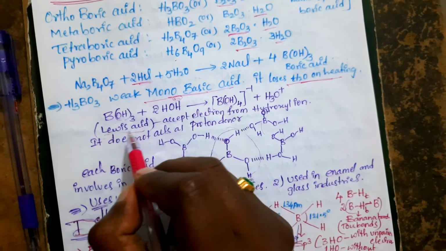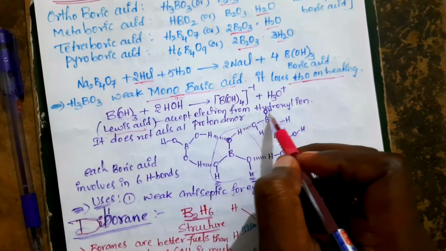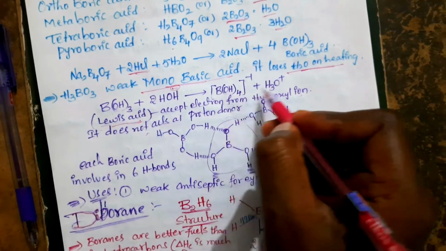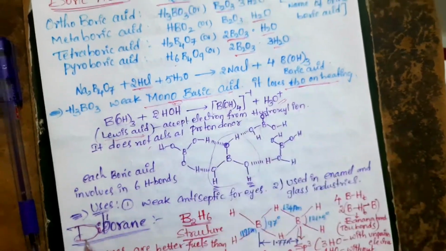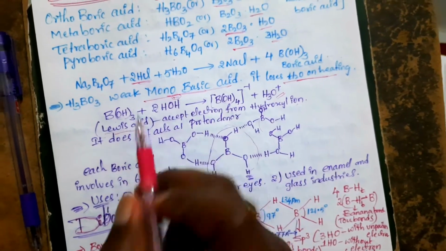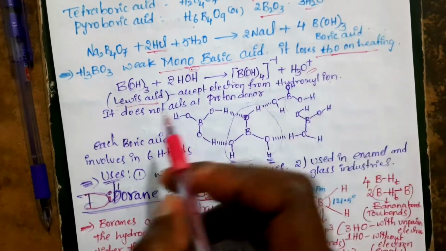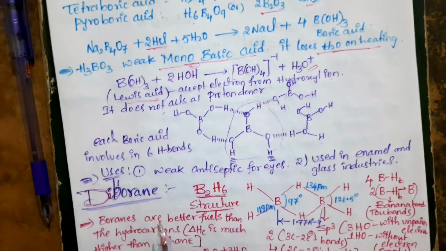So it is called a Lewis acid, accepting electrons from the hydroxide ion. It does not act as a proton donor. Here hydronium ions are released, so it has acidic nature. How many hydronium ions are released? Only one. For that reason it is called a weak monobasic acid.